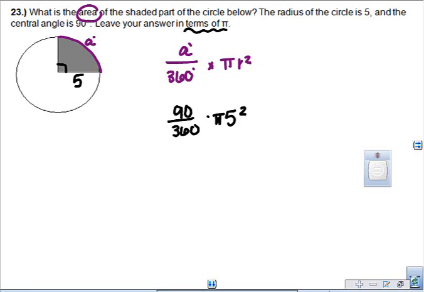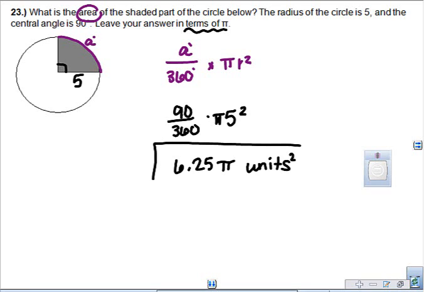That means don't type pi in the calculator. Type everything but pi in the calculator, and then just add pi onto the end. So if I type in 90 divided by 360 times 5 squared, I get 6.25. And it's left in terms of pi this way. They didn't give me any units of measure, but your units would be squared because we're talking about area.